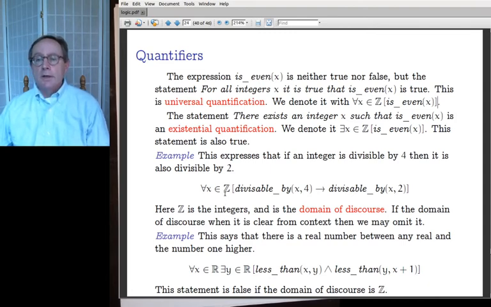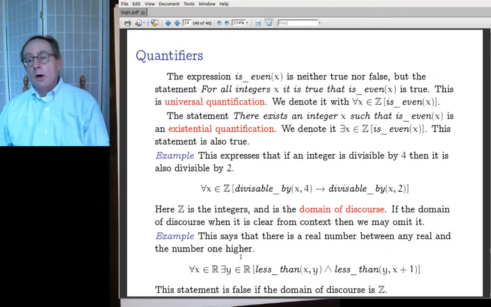So here, the integers we're talking about is called the domain of discourse. It doesn't really make sense to talk about "divisible by 4" if x is a real number, so I'm talking about the integers. That's the domain, or sometimes called the universe of discourse. Often the domain of discourse is clear from the conversation, and so you won't be talking about it. I mean, if you're in calculus class, then the domain of discourse is probably the real line, so you don't spend a lot of time talking about that. But you can put it in, and that's where you can put it.